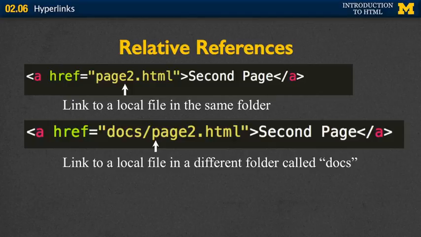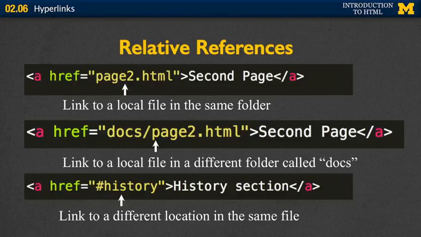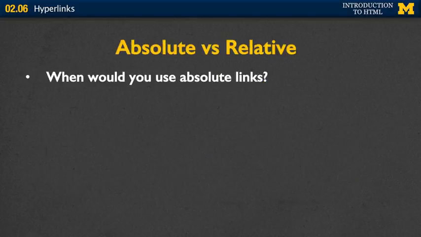The third way we can use a relative reference is to what we call use the ID tag. So when you have href equals #history, we're saying there's another location inside this same file and it's called history. All right. So absolute versus relative links.